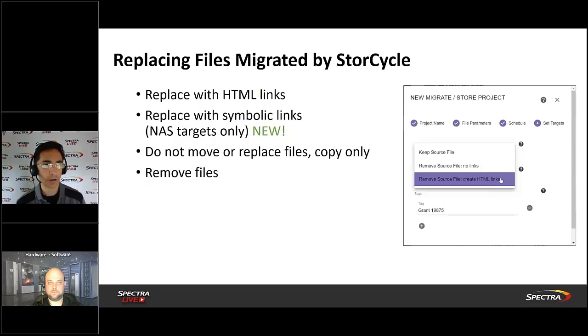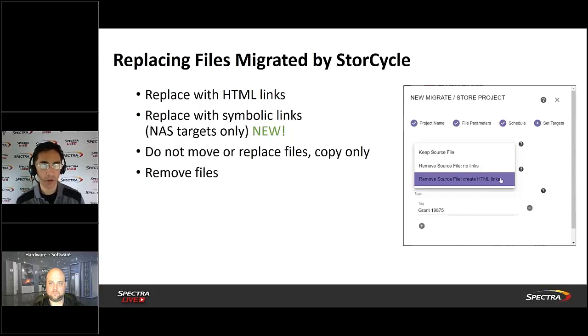Now the next one I'll be showing you in a demonstration, which is what we call our transparent access or symbolic link feature. This is where we replace the file with a symbolic link, and the symbolic link is, many of you may be familiar with that term, symbolic link. Basically, it's just a pointer in the file system that points to another file. So we replace the original file with a pointer that points to the file in the new location where we've moved it to onto a NAS target.